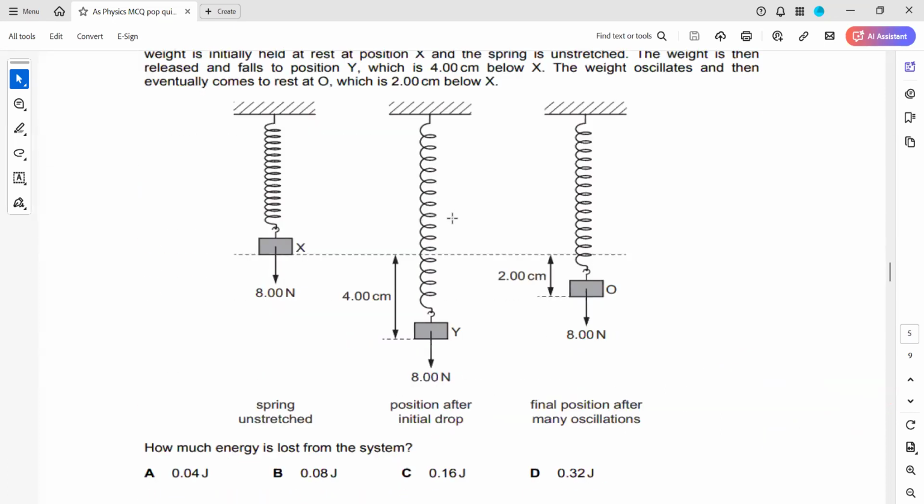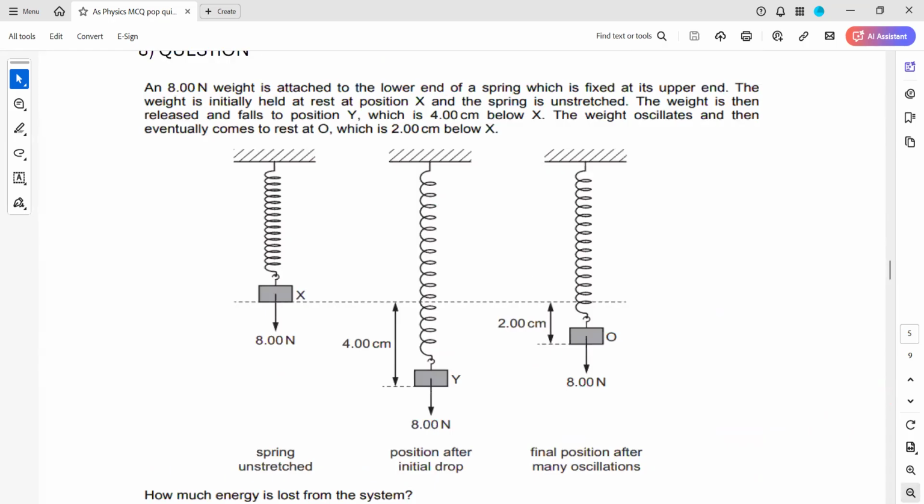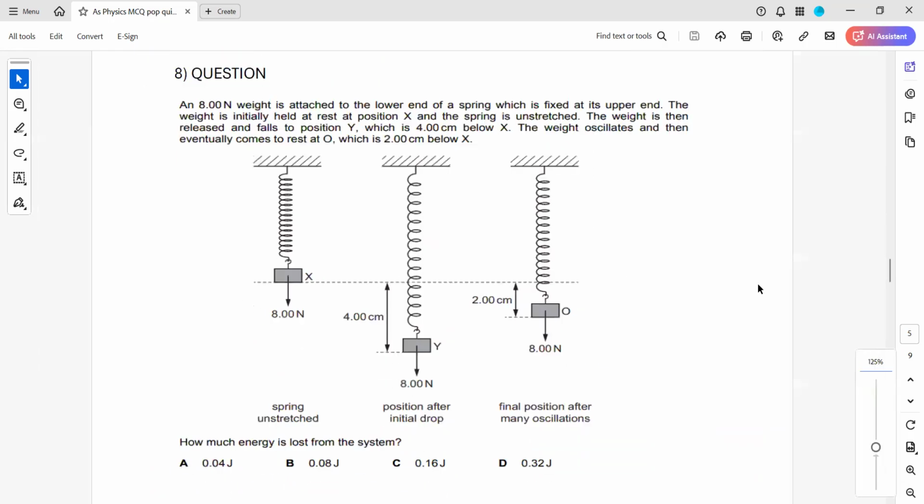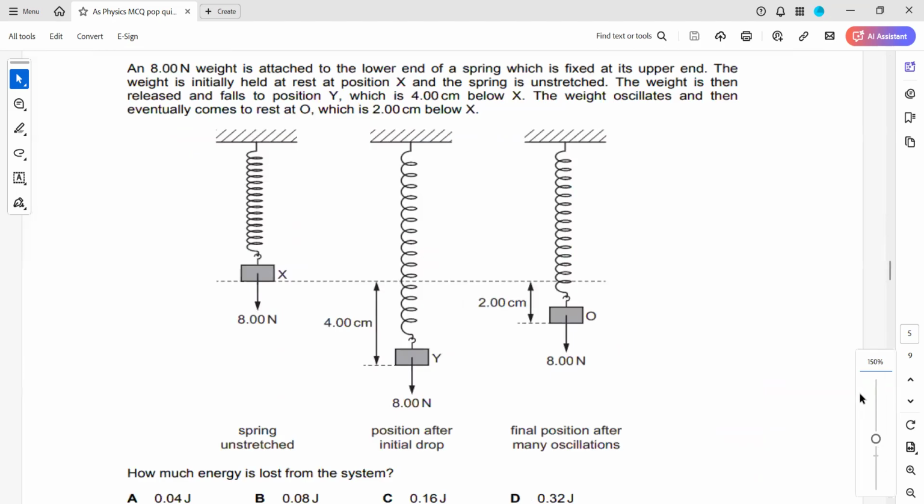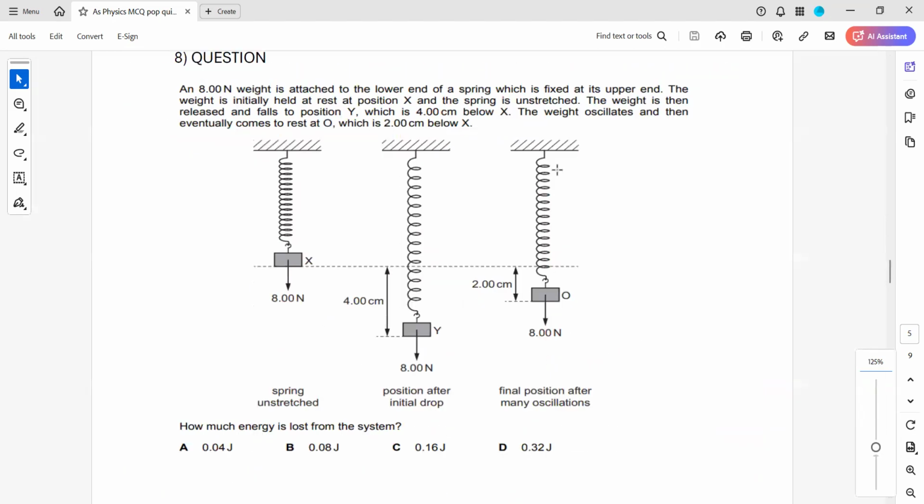Question 8, any doubt? Question 8, any doubt? In question 8, an 8 Newton weight is attached to the lower end of a spring, which is fixed at the upper end. The weight is initially held at rest, so we kept it at rest. It's not moving. The spring is unstretched. At this moment, the spring is not stretched.